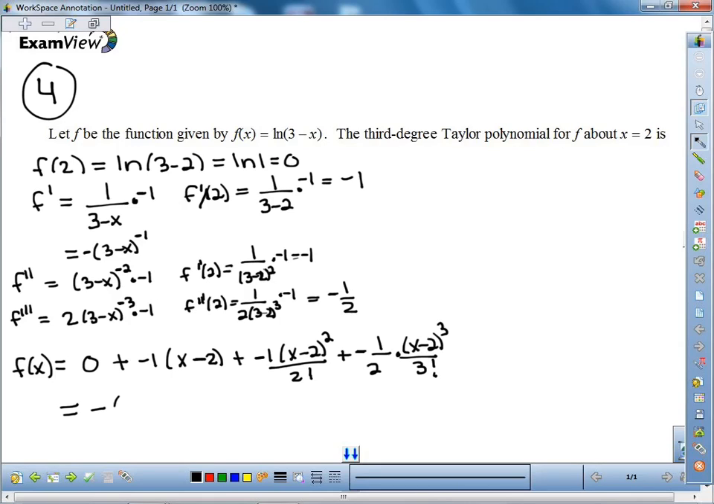So I'm going to have negative (x minus 2), minus (x minus 2) squared over 4, minus (x minus 2) cubed over, remember 3 factorial is 3 times 2 times 1. So it'll be 4 times 3, which is 12.